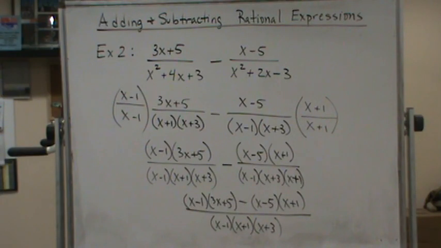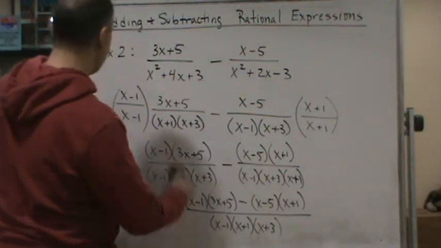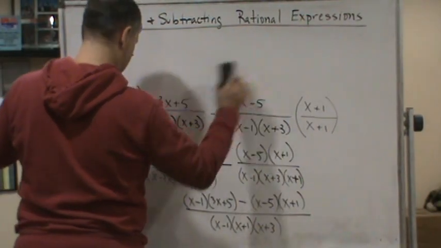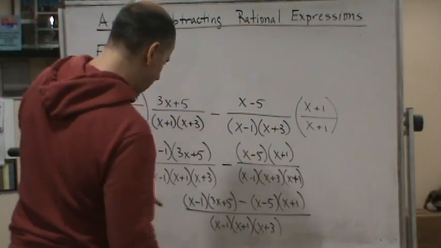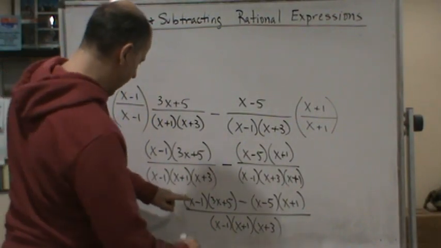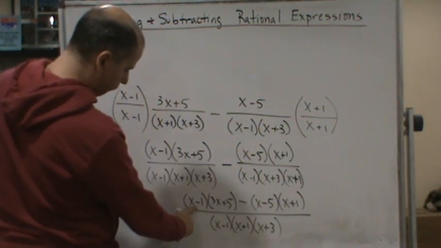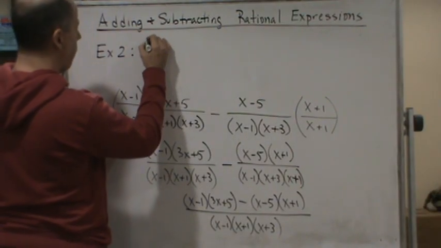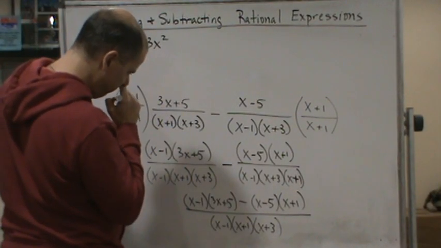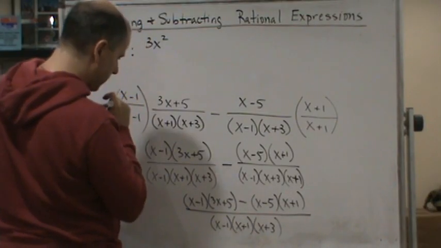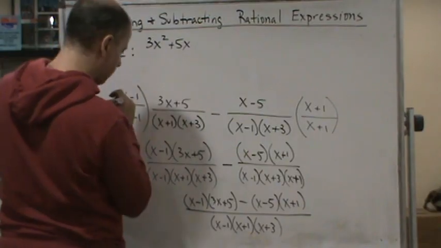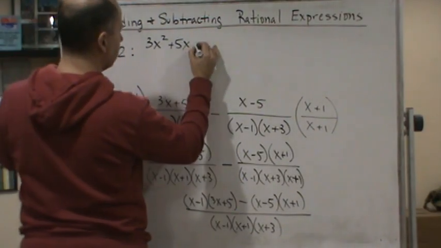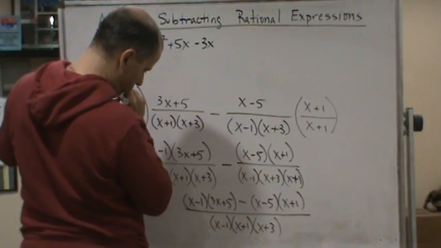So now let's do that, because we might get something that can factor out. So let's go back. So now we're here. Let's go back to the top. And let me copy this over. Okay, so this is going to be what? If we distribute this, this is going to give me 3x squared plus 5x minus 3x minus 5.